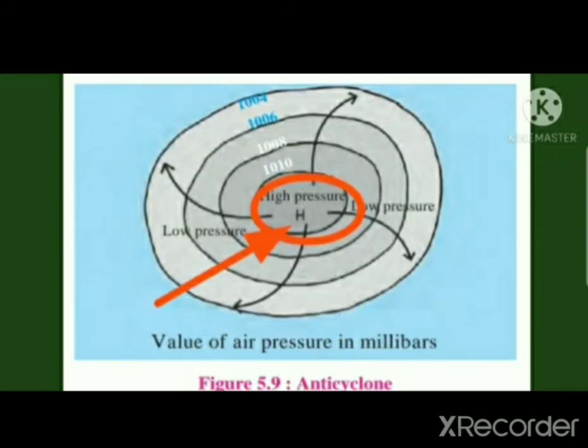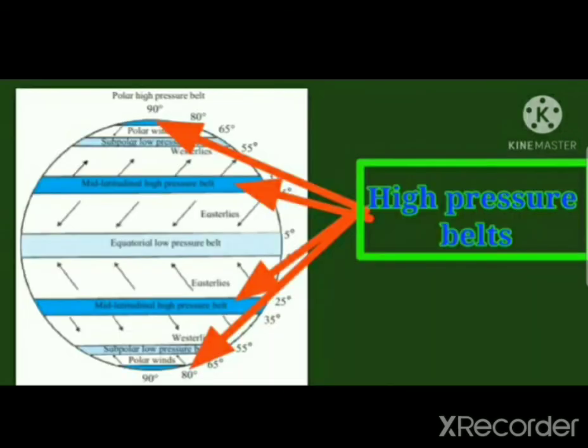On the weather map, the center of an anticyclone is represented by the letter H. Here you can see the diagram, where the H is represented. Winds in this region are also moving, and hence the rainfall is quite low. So here, high pressure belts are formed, and due to that, the winds blow from the high pressure to the low pressure area, as well as towards the polar regions.